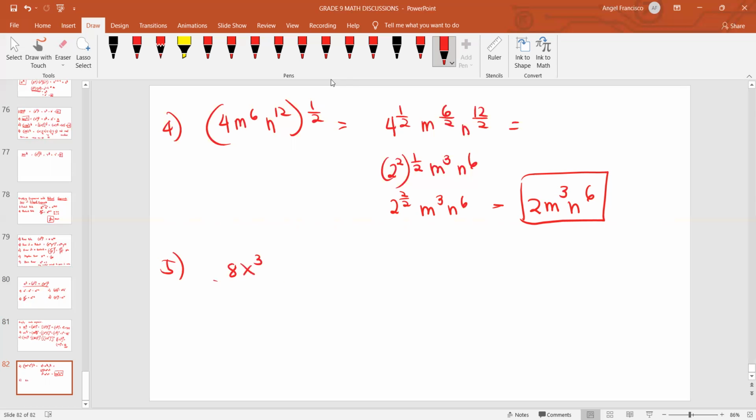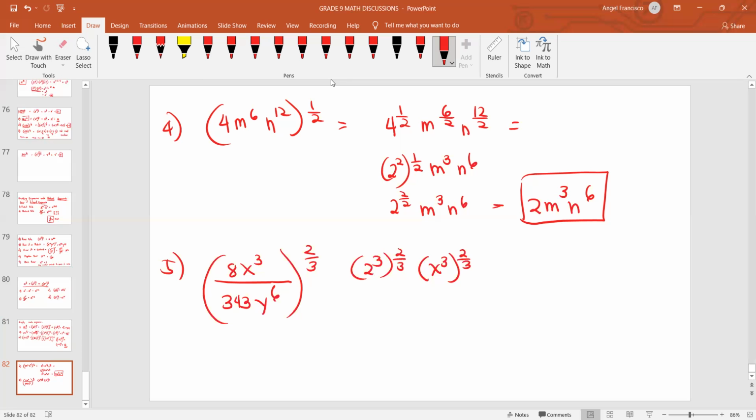8x to the 3rd power all over 343y raised to the power of 6, all raised to the power of 2/3. Okay? So, paano natin gagawin? So, pareho nating i-multiply yung exponent. So, ari muna sa taas. Yung 8, pwede natin gawing 2 to the 3rd power. Am I right? So, 2 to the 3rd power yung 8. Para pag i-multiply natin ng 2/3, alam na natin na mangyayari. Okay? And then, ano namang isa, x to the 3rd raised to the power of 2/3.